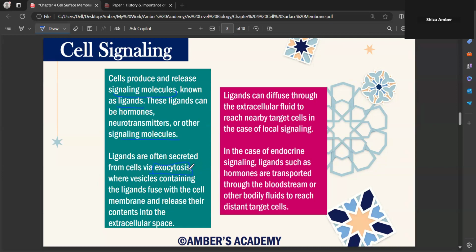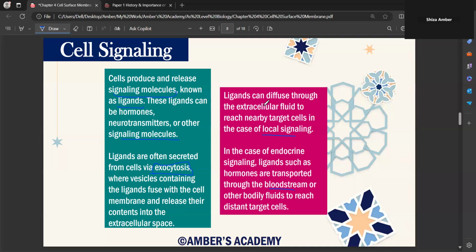Just remember this word exocytosis, where vesicles containing the ligands fuse with the cell membrane and release their contents into the extracellular space. Ligands can diffuse through the extracellular fluid to reach nearby target cells in the case of local signaling. In the case of endocrine signaling, ligands such as hormones are transported through the bloodstream or other bodily fluids to reach distant target cells. So there's a slight difference between local signaling and endocrine signaling: in local signaling, ligands diffuse into the extracellular fluid and reach the nearby target cells as soon as possible.